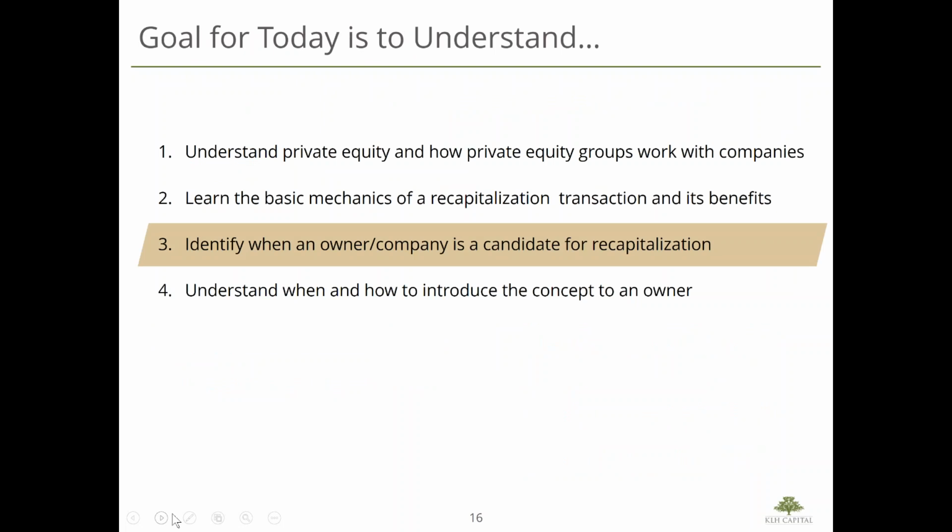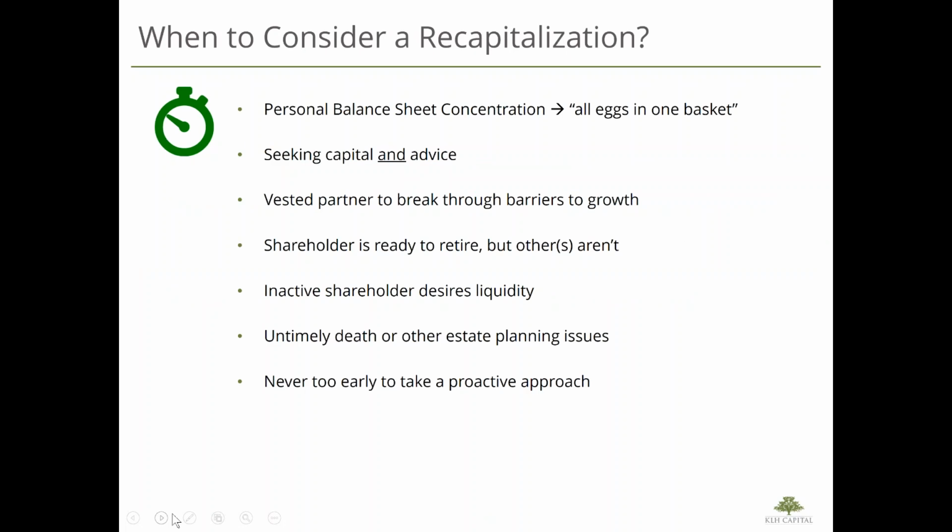So next, we'll chat about how you can work to identify an owner or a company or a family that's a candidate for a recapitalization. Just brushing on these real quickly.